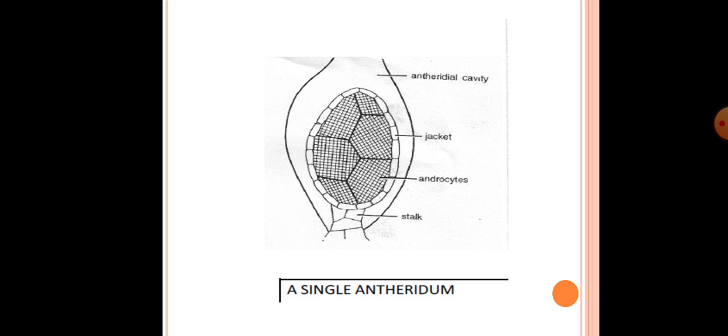Then at the lower side there is a small stalk for attachment, and inside this antheridium a number of androcytes are present, which later on develop into biflagellate anthrozoids. When these anthrozoids are mature, the jacket layer will dissolve and these anthrozoids come out from the antheridium and swim in the water, and they are ready to fertilize the archegonium.